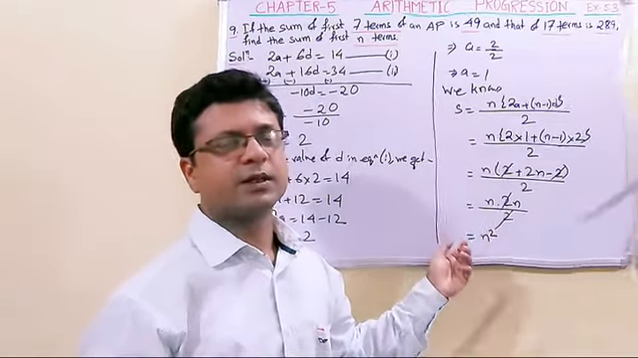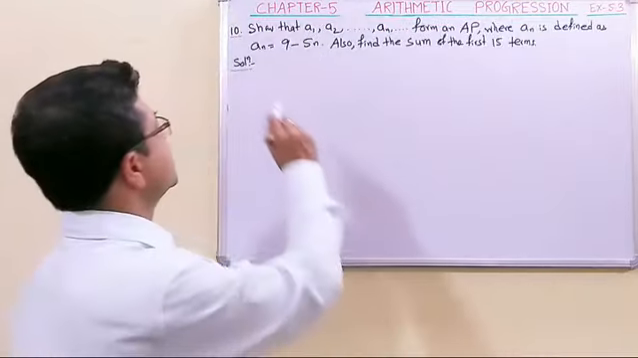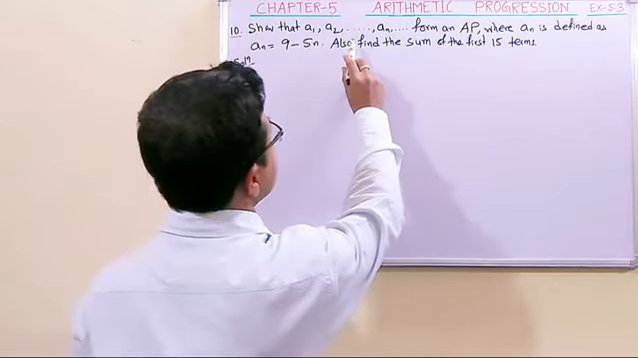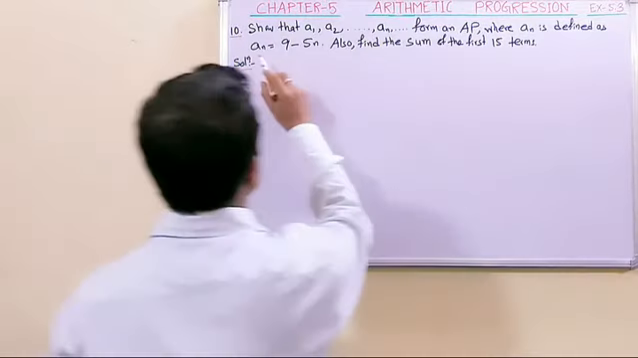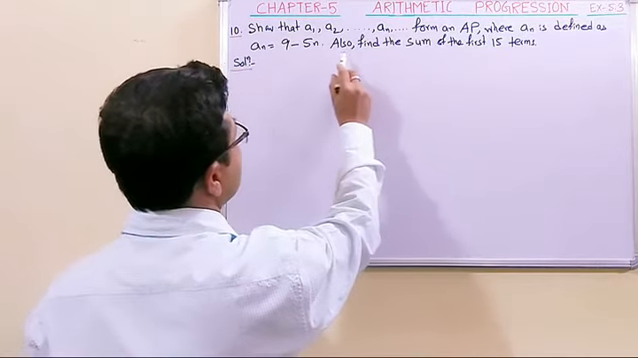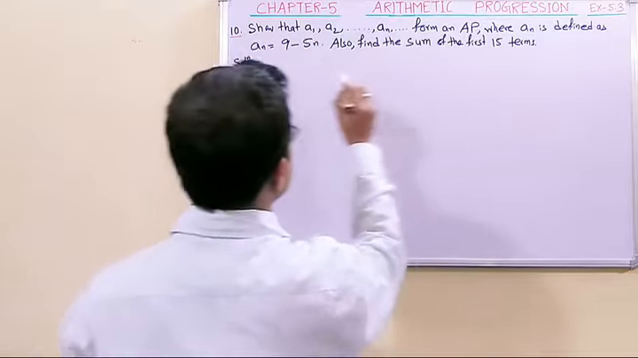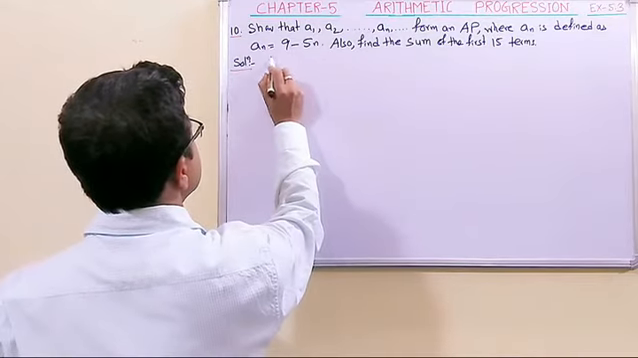Okay students, now let us do the next question. Let us read the question. Show that a1, a2, ..., an form an AP whose nth term is defined as an equal to 9 minus 5n. Also find the sum of the first 15 terms. So there are two parts. First part.